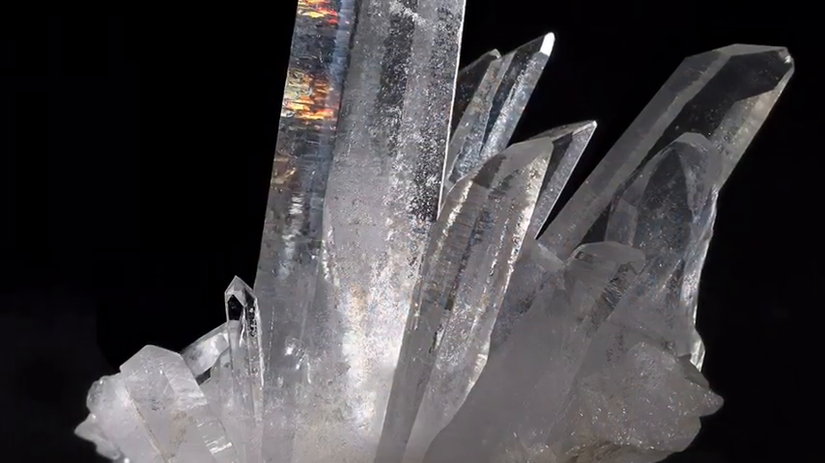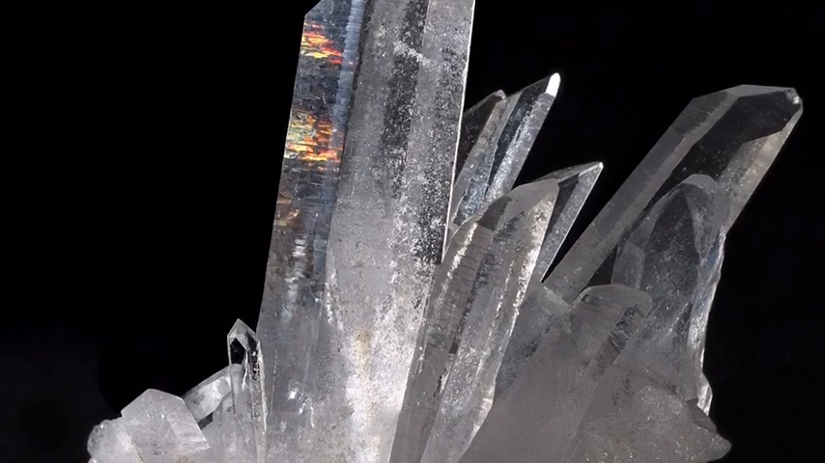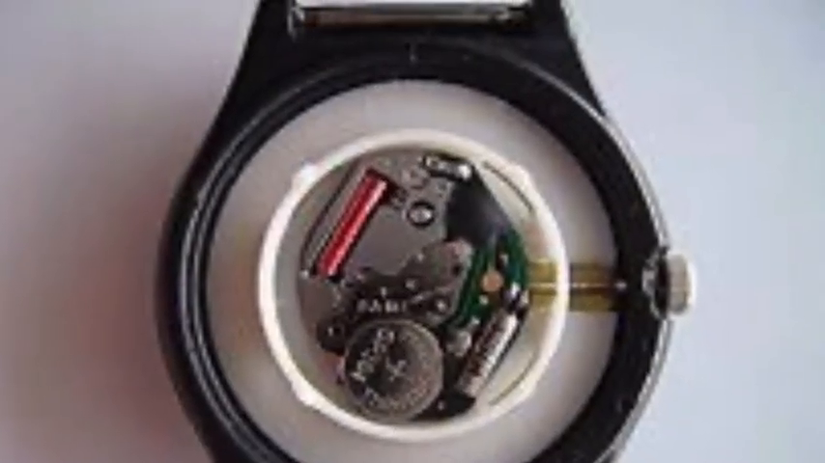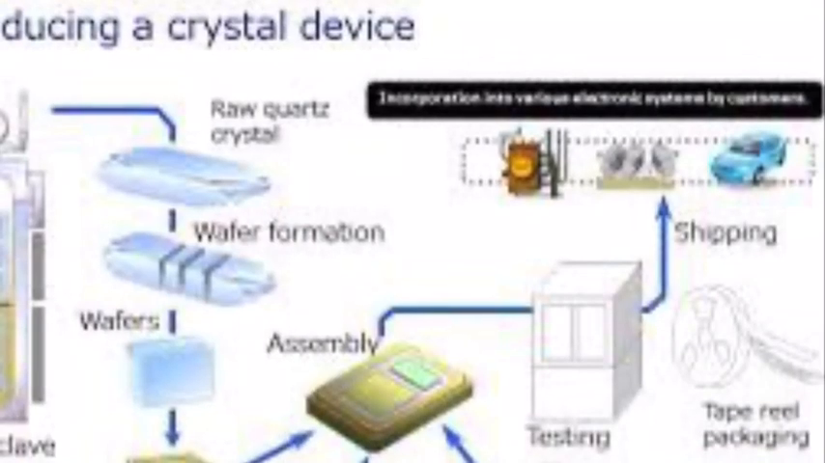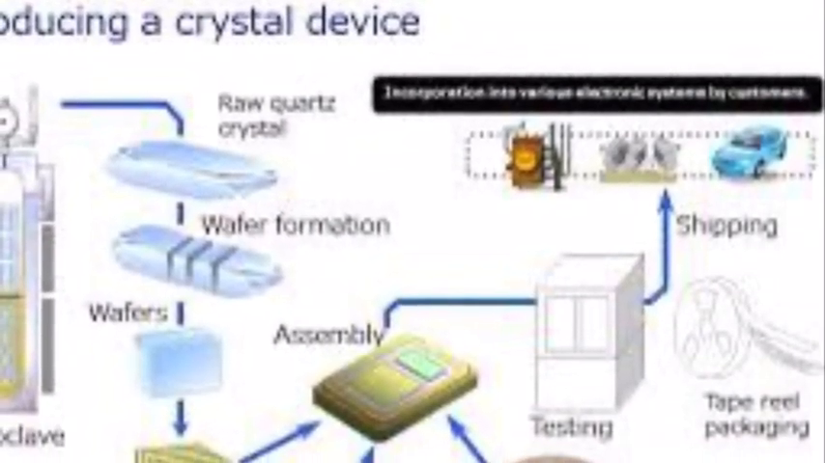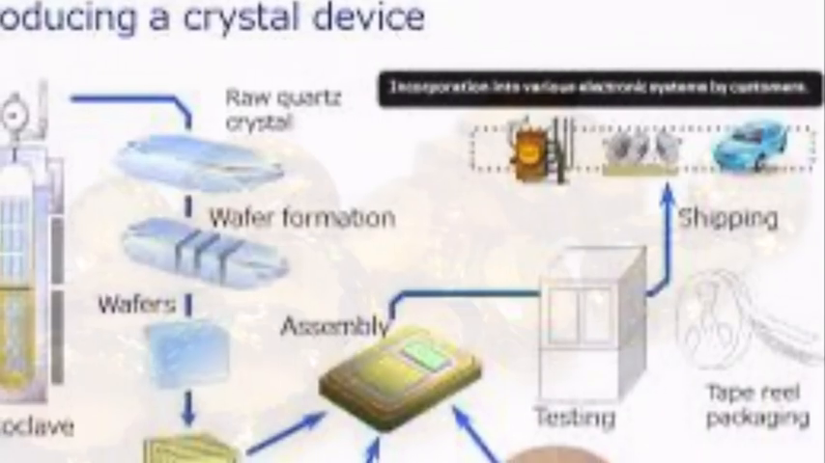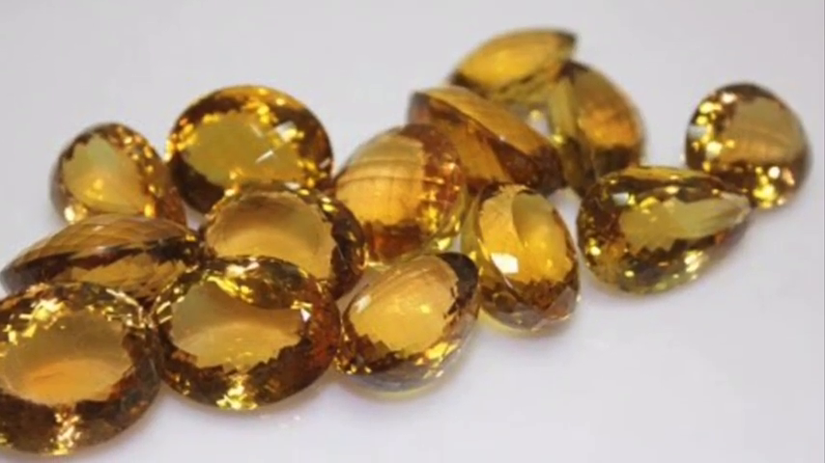Silicon dioxide, commonly known as quartz, is an important mineral with numerous uses. It is used as oscillators in watches, radios, and pressure gauges. It is used in semiconductors in computers. It is also essential to the gem trade. It is used as a gemstone.